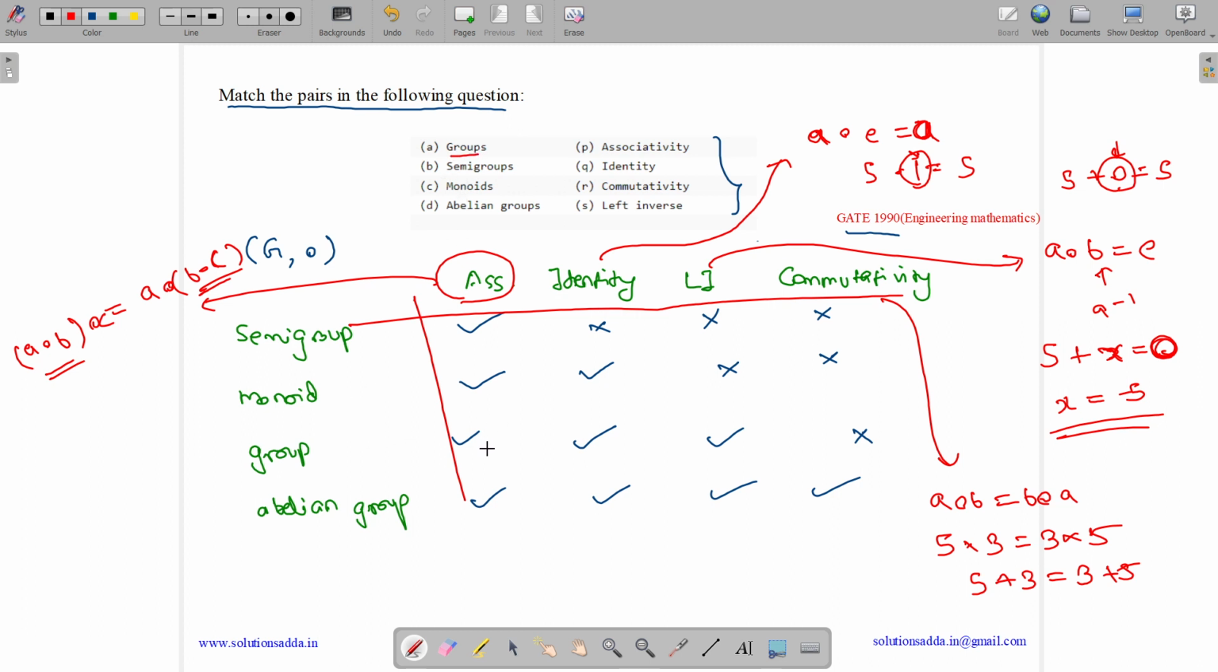So the group follows associativity, identity and left inverse. So it can be mapped to left inverse. As abelian group and group both follow left inverse, but abelian group follows the commutative property and no other follows the commutative property, so it will get mapped to R. And group, left inverse is done. Left inverse and commutative are the different things with group. Commutative is done, so left inverse will come over here. And semigroup will be mapped with associativity and monoid will be mapped with identity, as monoid follows identity and not semigroup. The correct mapping will be S, P, Q and R.